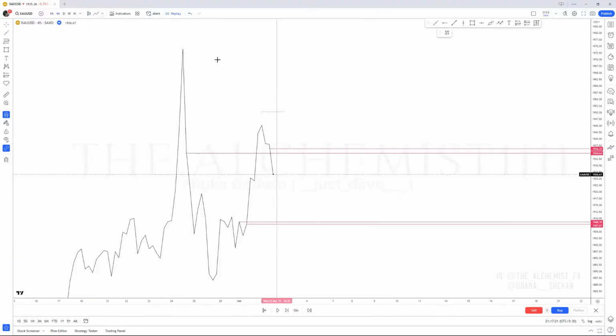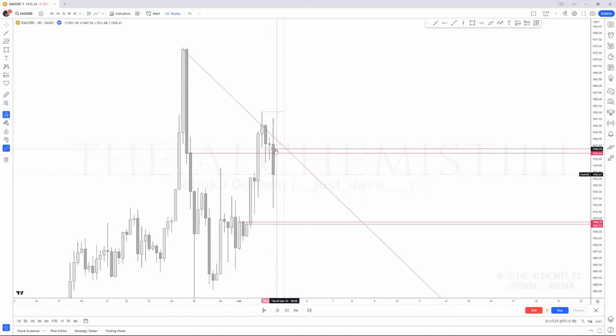We see. What about this? Nope. No, see, not perfect. This is where we want to see. This is too far away. Can you see that? That trend line was too far away.